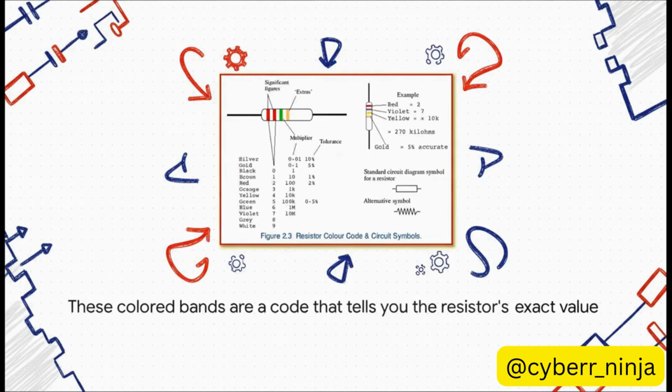Okay, so how do you know what a resistor's value is? Well, you've got to read its secret code. These little colored bands aren't just for decoration. They're like a secret language that tells an engineer everything they need to know. The resistance value, the multiplier, even its tolerance, which is how accurate it is. It's a simple, universal system for controlling the flow of electricity.